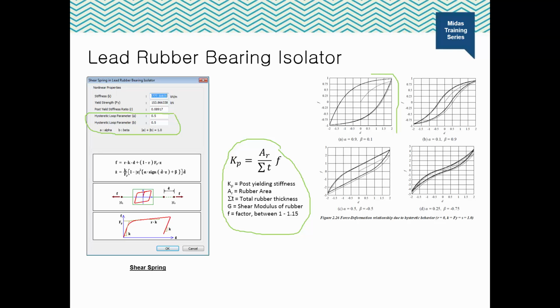So here in this figure, the value A or alpha is 0.9 and beta is 0.1, and the loss of energy is quite high. Similarly, the graphs are presented for various other values of alpha and beta. With the increasing alpha value, the curve gets thicker, and energy dissipation gets more and more.